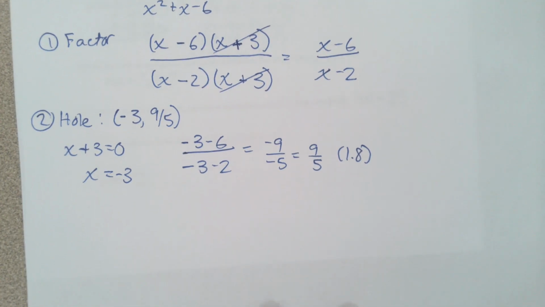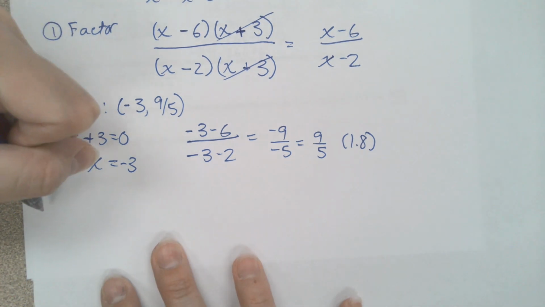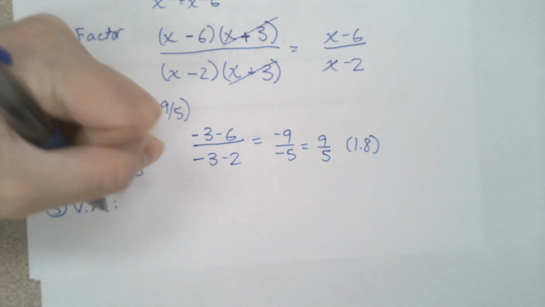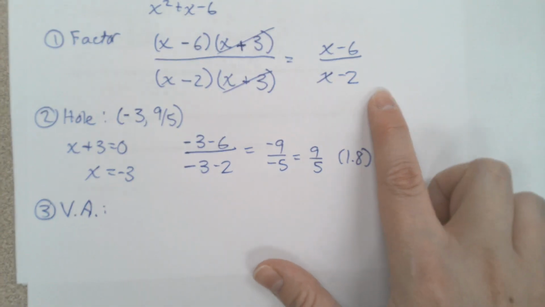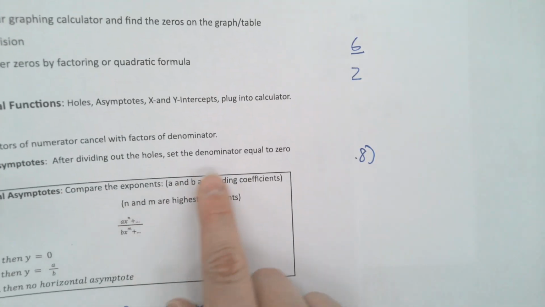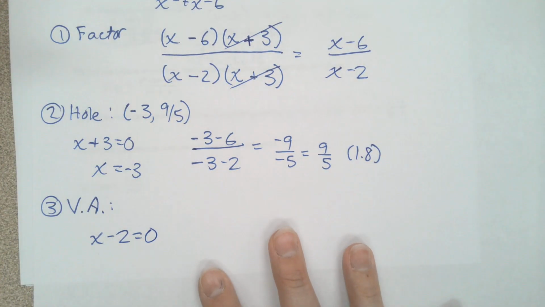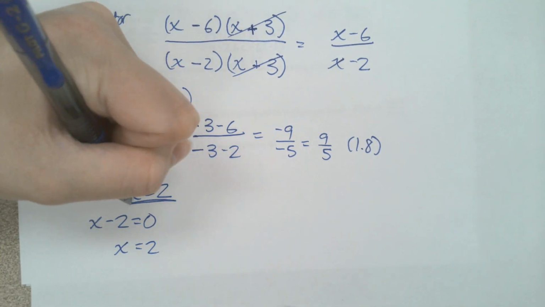Okay, now let's find our asymptotes. First, we start with the vertical asymptote. I'm just going to abbreviate that VA. You get that by setting the denominator equal to 0. And you do that with the new one. So it says after dividing out the holes, set the denominator equal to 0. So x minus 2 equals 0. So at x equals 2, we have our vertical asymptote.